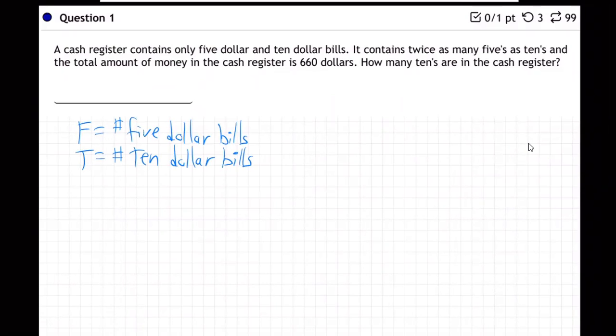So now we have two letters. You remember from last time, with two letters comes the need for two equations. So what are our two equations going to be? Well, the first one, it says twice as many fives as tens. Twice as many fives equals the number of tens.